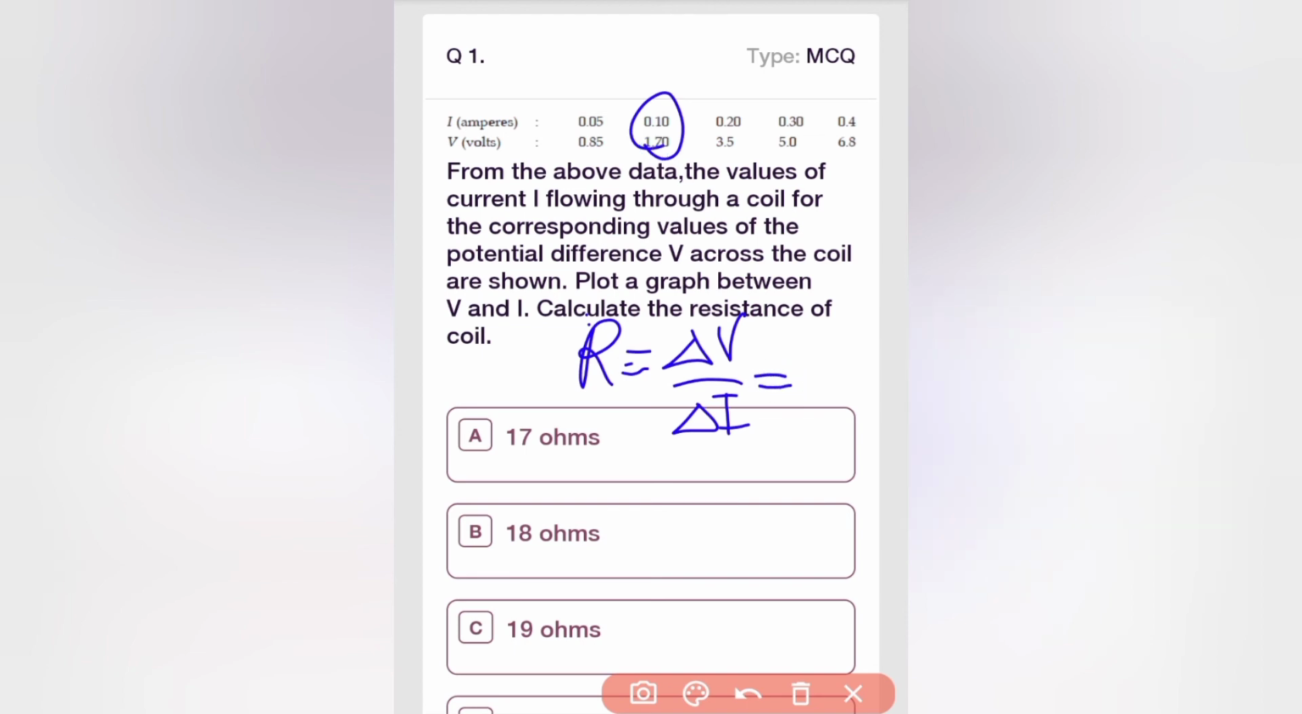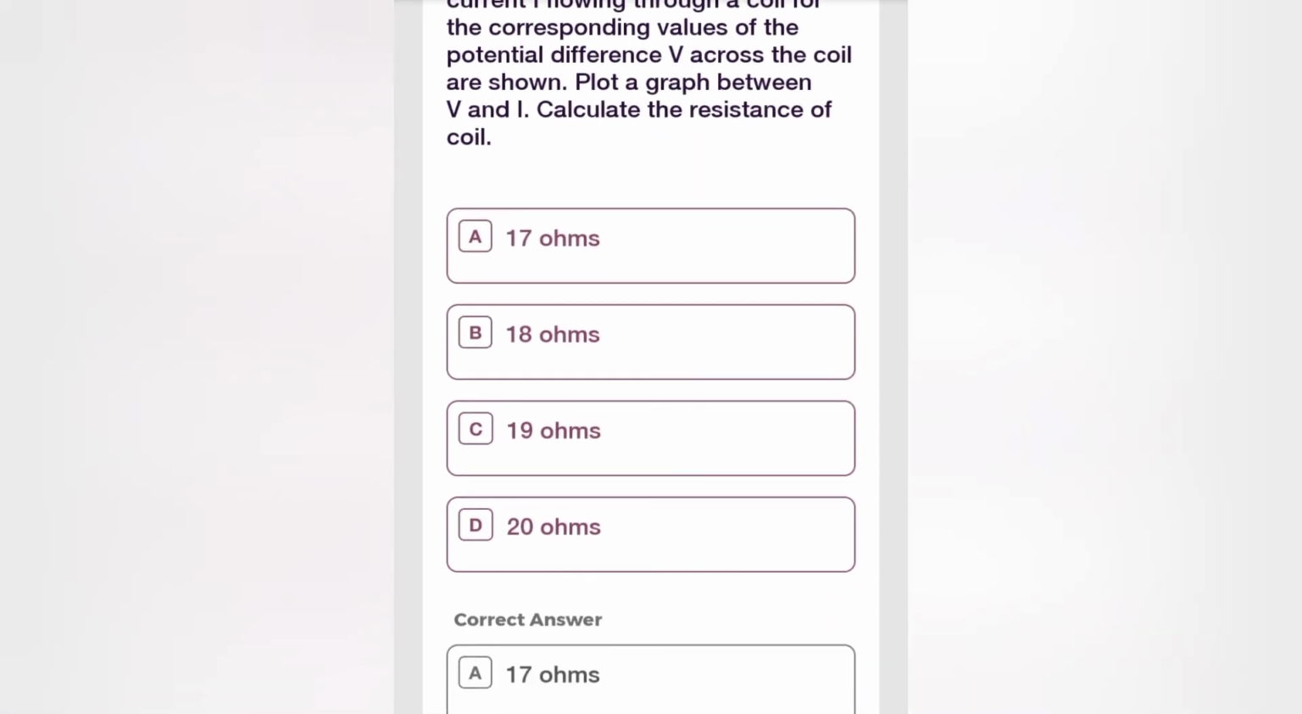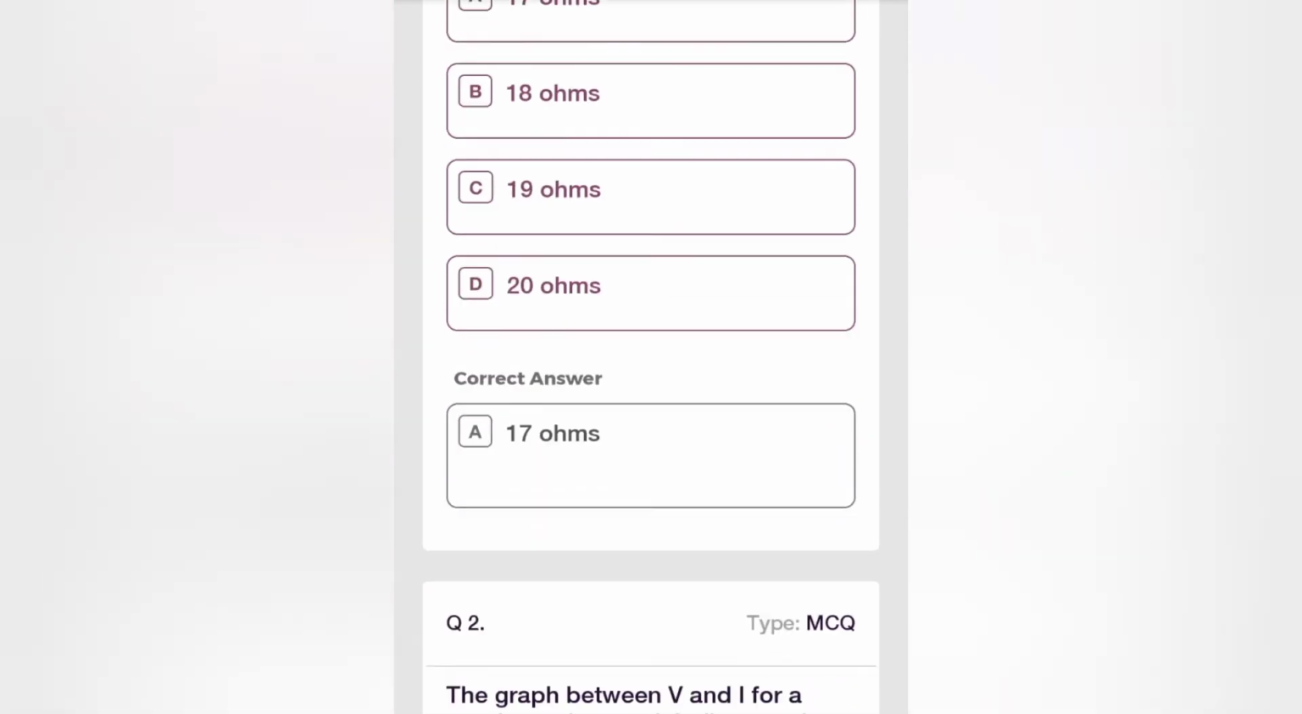You can take either delta V by delta I, or you can take V by I. At that particular instant, what is the voltage value? It is 1.7. So 1.7 divided by 0.1. Multiply numerator and denominator by 10, so we get 17 divided by 1, which is 17 ohm. So the resistance value is going to be 17 ohm. The options given are 17 ohm, 18 ohm, 19 ohm and 20 ohm. The correct answer is 17 ohm.